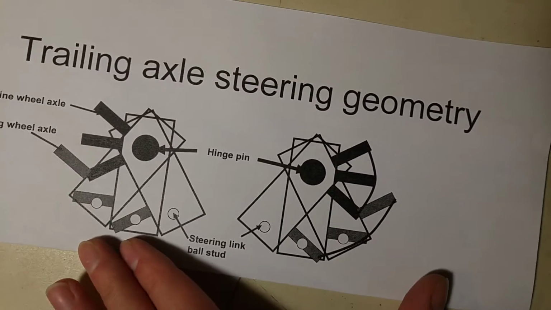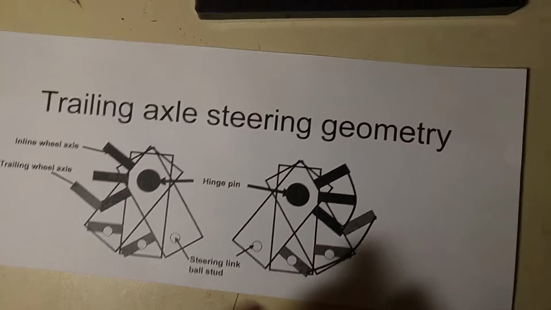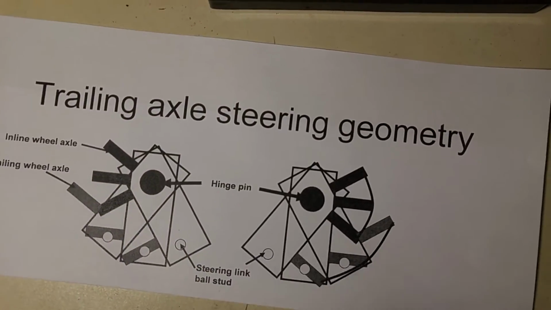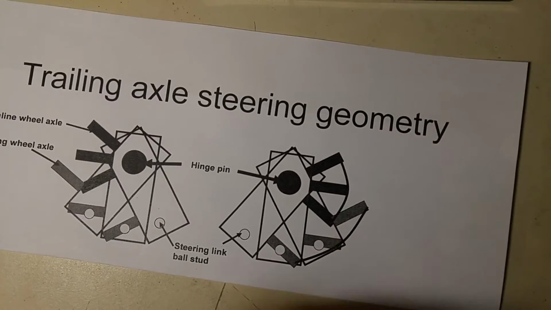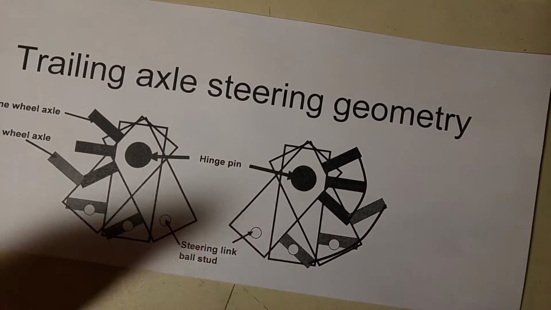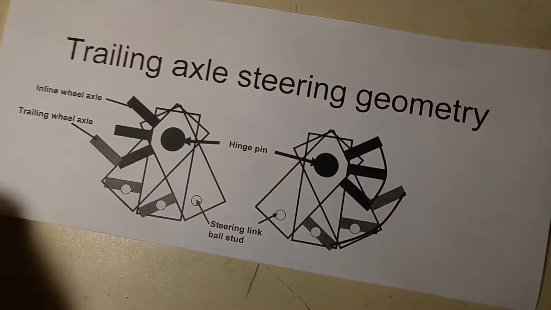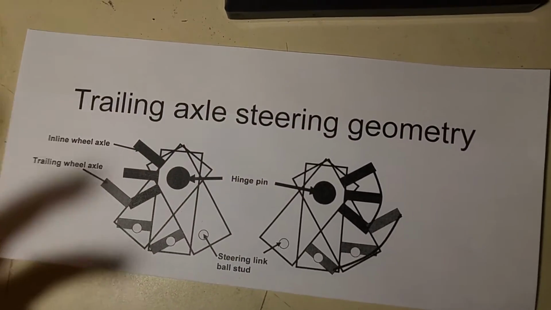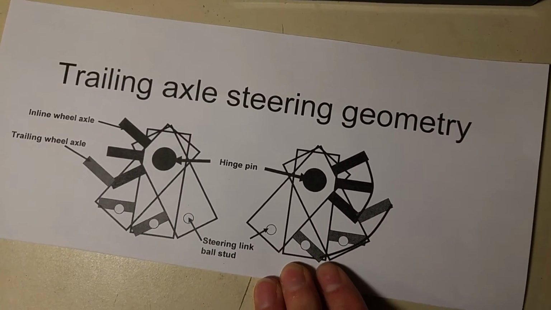What this basically means is that if I have an inline steering geometry, the steering response will be much sharper than if I have a trailing axle steering geometry. With a trailing axle, I can dull out the steering response. So if I want the car to not be so twitchy, I might use a trailing axle steering geometry.